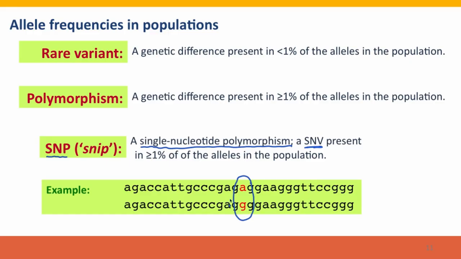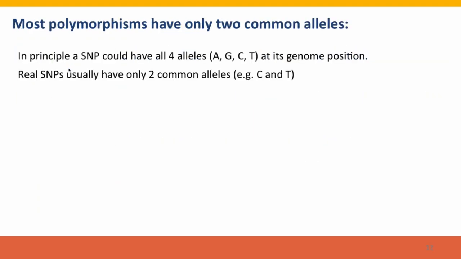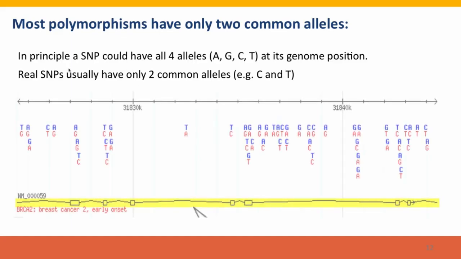If each of these variants is present at least 1% of the population, this would be a SNP. If this was very, very common and this was very, very rare, we'd say, well, it's a rare single nucleotide variant. We're not going to study it. It's too difficult. Now, most polymorphisms have only two common alleles, like the polymorphism that I introduced when we were doing our arithmetic.